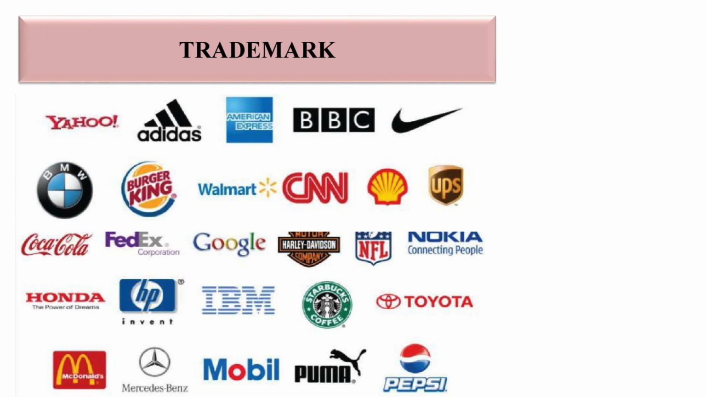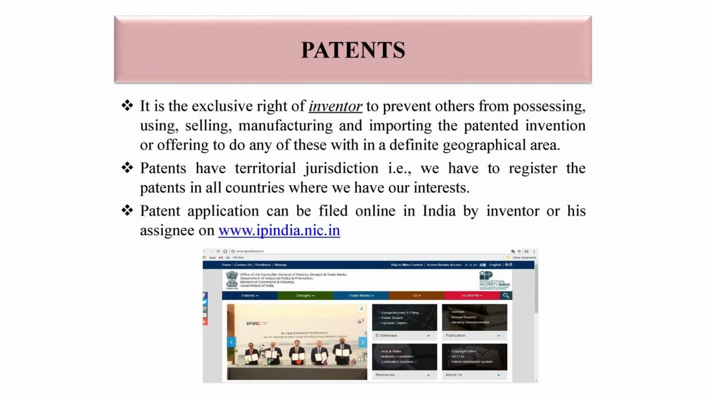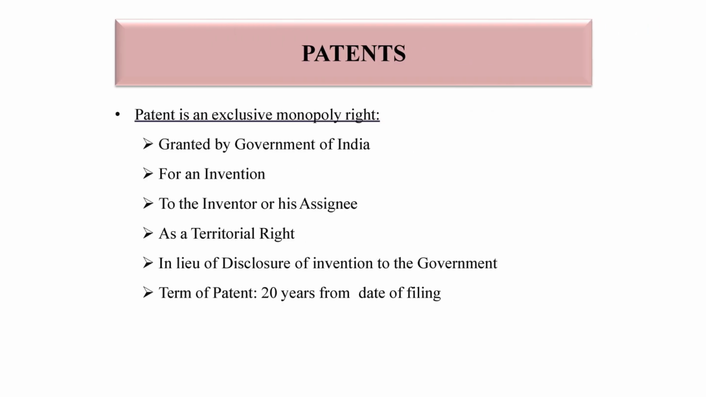Moving further, let's discuss patents. It is the exclusive right of the inventor to prevent others from possessing, using, selling, manufacturing, and importing the patented invention, or offering to do any of these, within a definite geographical area. Patents have territorial jurisdiction. That is, we have to register the patents in all countries where we have our interests. Patent application can be filed online in India by the inventor or his assignee on www.ipindia.nic.in. Let's continue with patents.